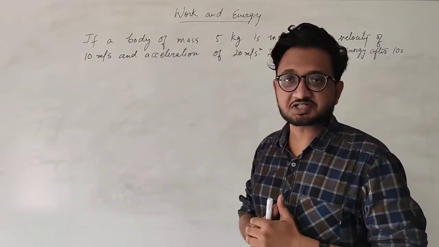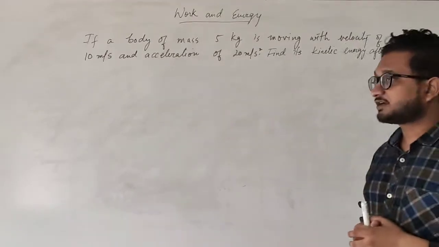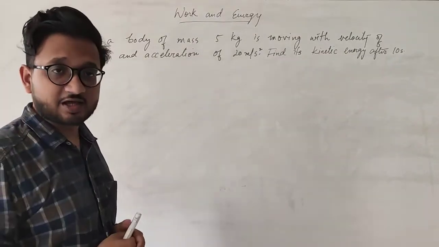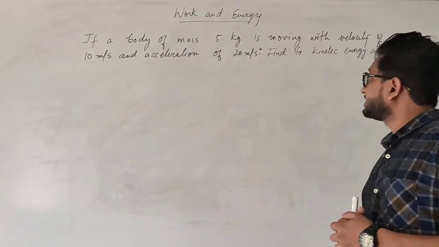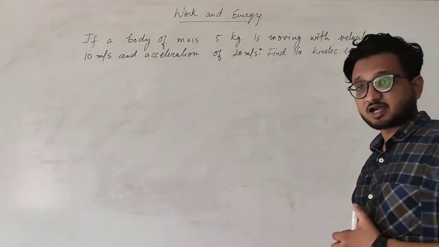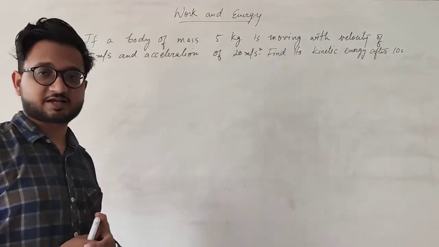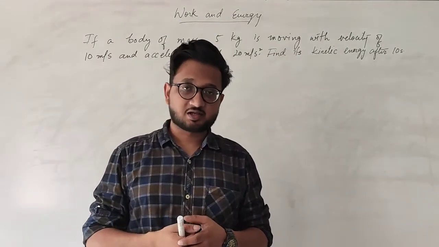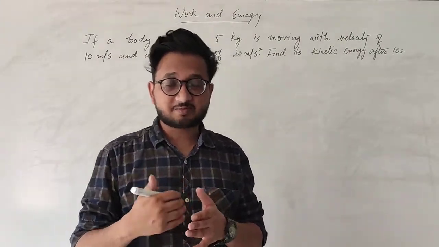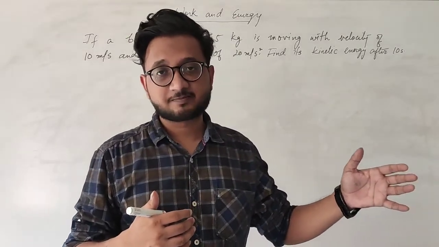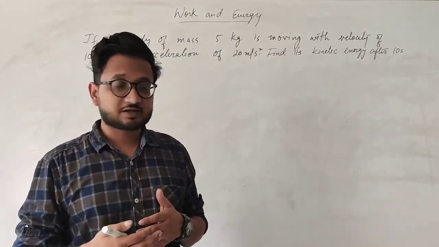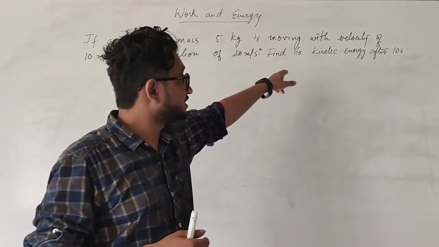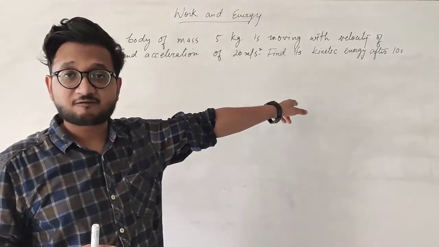Okay, students, so the question is, if a body of mass 5 kg is moving with a velocity of 10 meters per second and an acceleration of 20 meters per second square, find its kinetic energy after 10 seconds. So the object is not moving with constant velocity. It is having acceleration. That means its velocity is going to increase. If its velocity is increasing, then you need to find its final velocity.